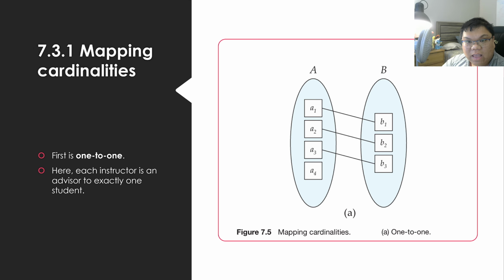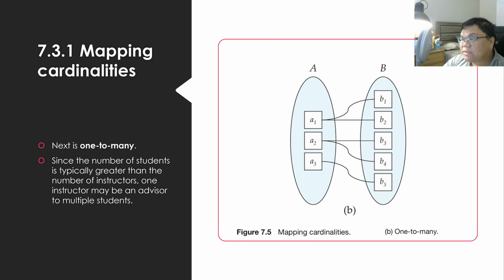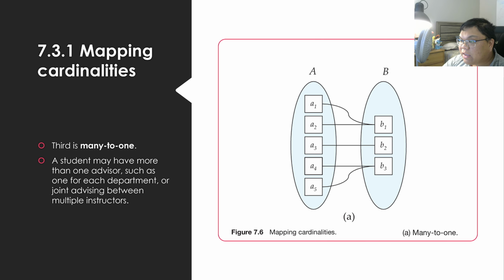One instructor advises one student. That's a simple example. But typically in a university, there are going to be way more students than there are instructors. Therefore, by the pigeonhole principle, we need a one-to-many mapping between instructors and students. Therefore, one instructor may be advising multiple students. We can also have a many-to-one mapping.